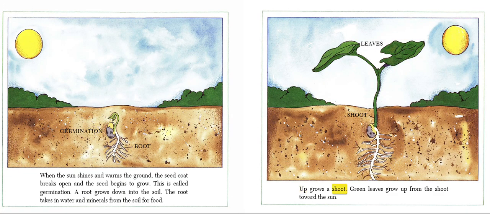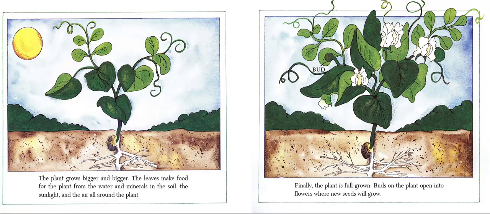Up grows a shoot. Green leaves grow up from the shoot toward the sun. Leaves. Shoot. The plant grows bigger and bigger. The leaves make food for the plant from the water and minerals in the soil, the sunlight, and the air all around the plant.